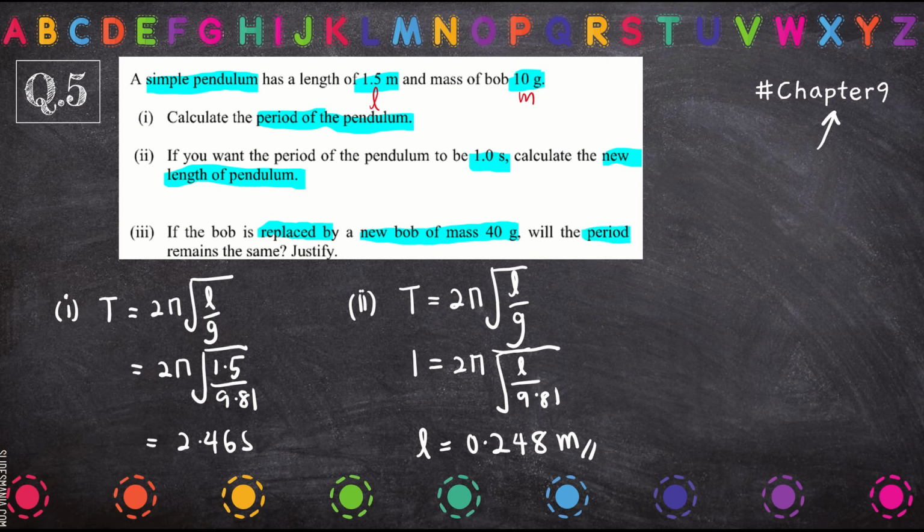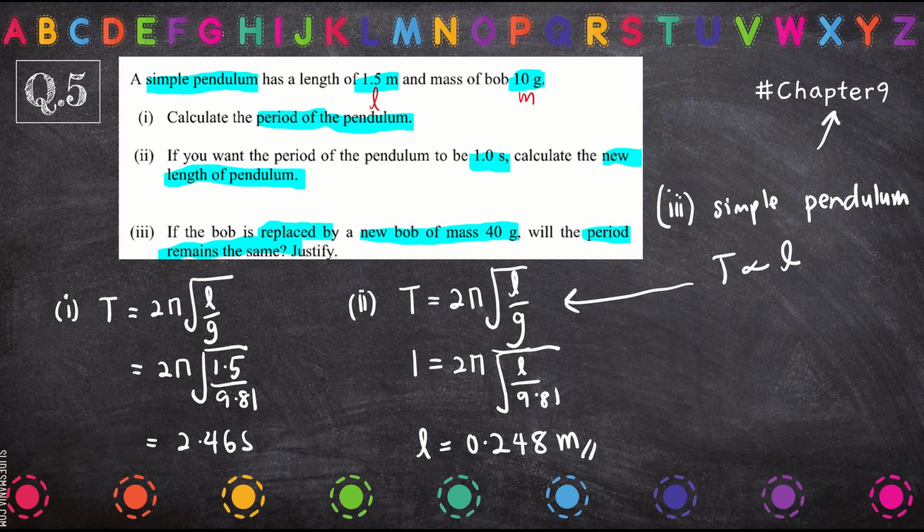And the last question is, if the bob is replaced with a new bob of mass 40 gram, will the period remain the same? Before we answer, we need to be clear that for the simple pendulum, the period is only affected by the length based on the equation. Even if we change the mass, it will not affect our period. So the answer is yes, the period remains the same.